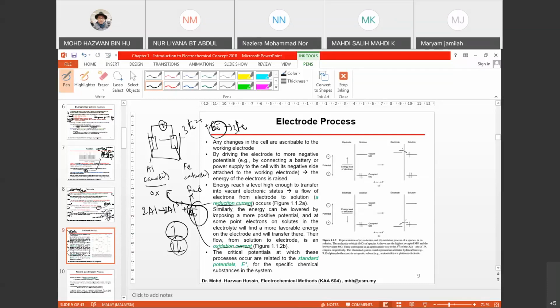Okay, so I hope you are not confused with the terms. Maybe you think that reduction current is actually for the cathode, for the reduction process. No, it's actually for the oxidation process at the anode. Is it clear? Is it okay for you guys? Okay.